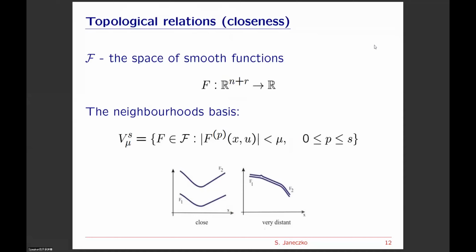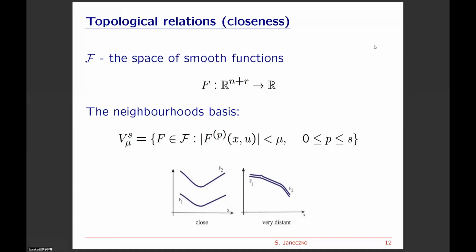What does it mean, topology? You heard this in many contexts, but this context is the topological space. We have to have the basis of open sets. The basis of open sets in this space is defined this way: we say that something is close to some other thing if it is close with derivatives, with high derivatives.